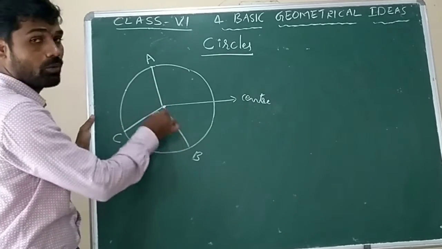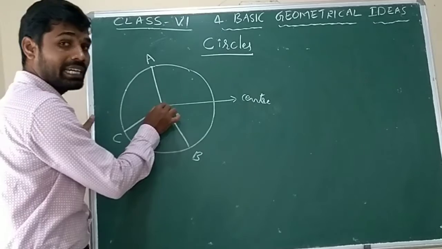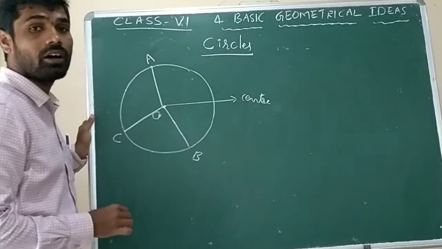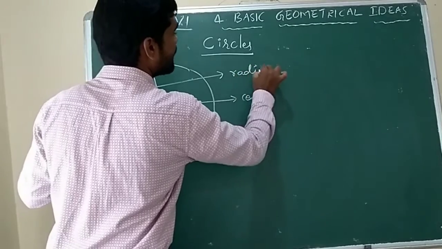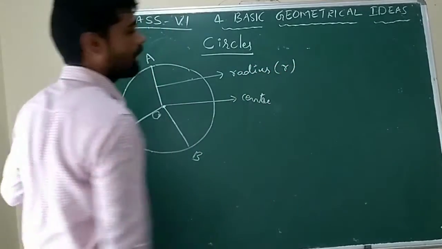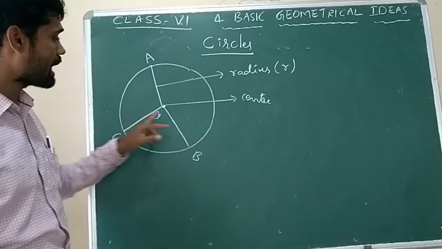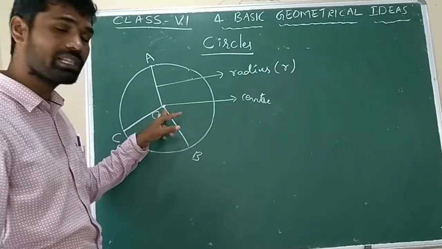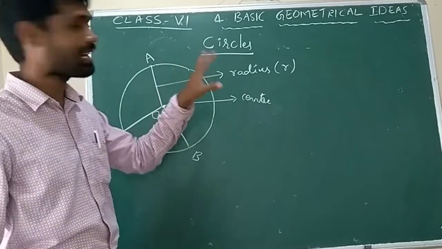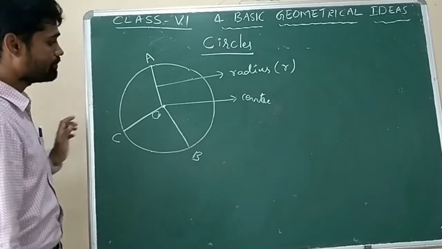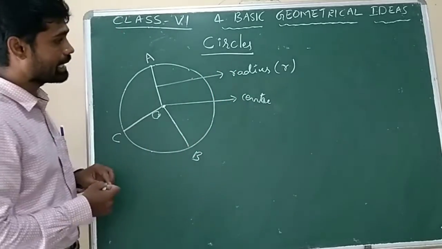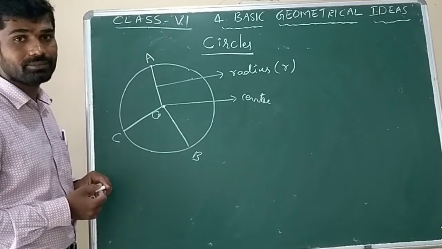So what do we call the distance between the center and any point on the circle? This is called the radius, and we indicate it with a small r. I hope you understand. O is the center, and from the center to any point on the circle, we call that the radius. So this is the center and the radius.